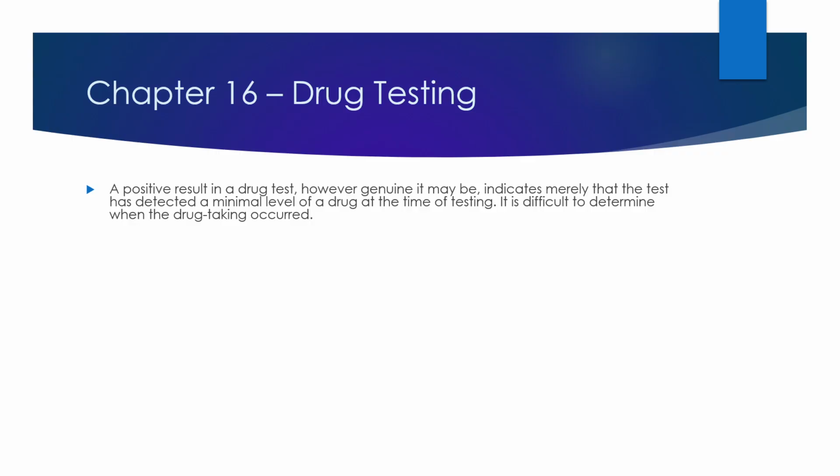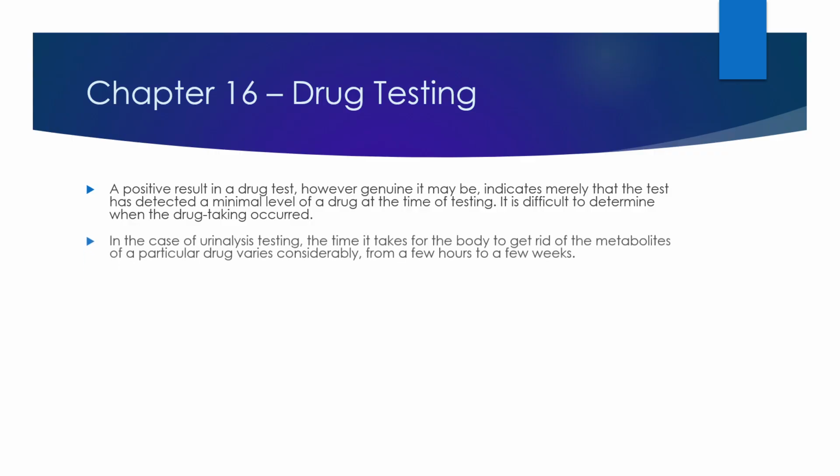A positive result in a drug test, however genuine it may be, indicates merely that the test has detected a minimal level of the drug at the time of testing. It's difficult to determine when drug taking occurred. See, that's a limitation of these tests: they may be able to detect a certain amount of the drug in your system, but it's much more difficult to say when the drug was consumed, how long the high went, and when the effects of the drug ended. It's hard to get the timing of all this from these tests.